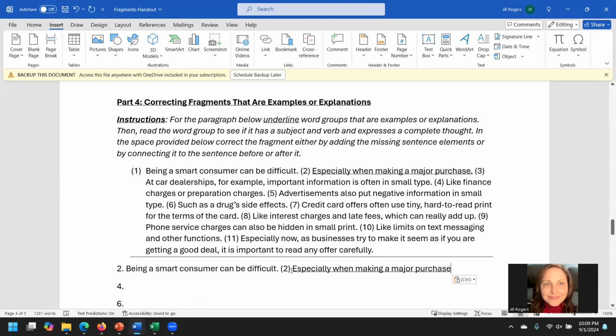And so can I add it to the sentence ahead of it? Yes, because that's what it's modifying. So all you have to do, and that's it. It's fine if you leave it underlined. It's fine if you don't. I don't mind.